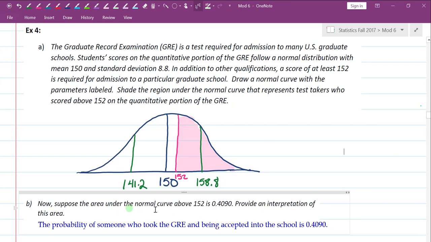Okay, now suppose the area under the normal curve above 152 is 0.4090. Provide an interpretation for this area. Well, this means that the probability of someone who took the GRE being accepted into the school is 0.4090, okay? Or 40%, or almost 41%, of the people who take the GRE will score high enough to be accepted into the graduate school.